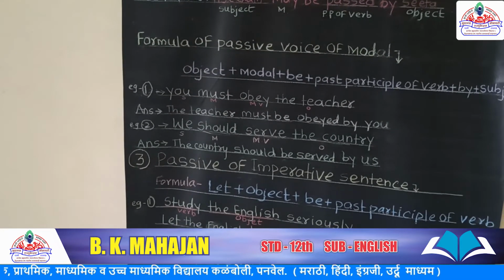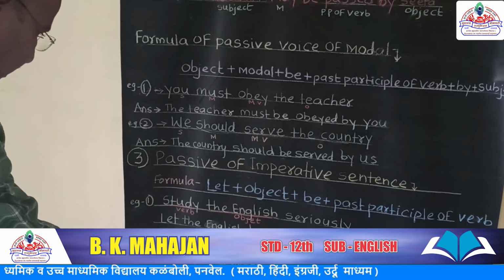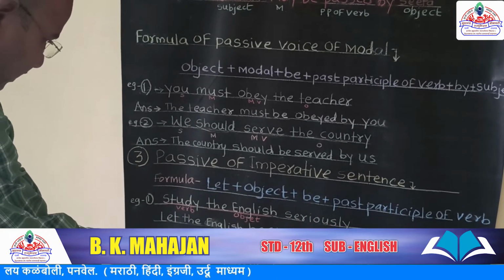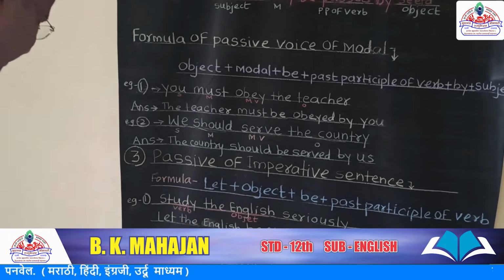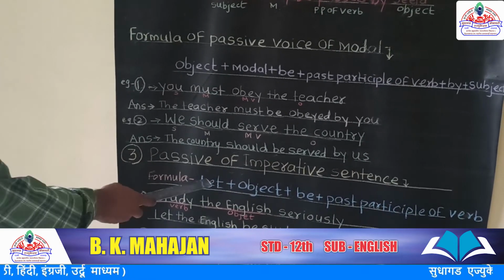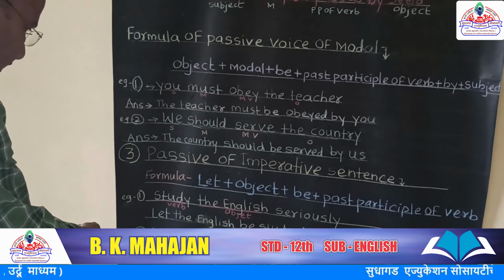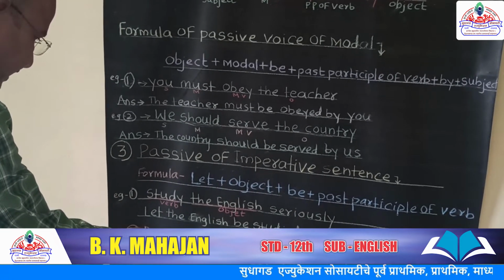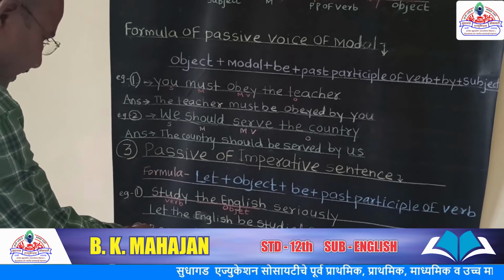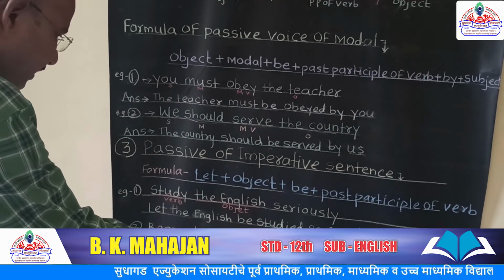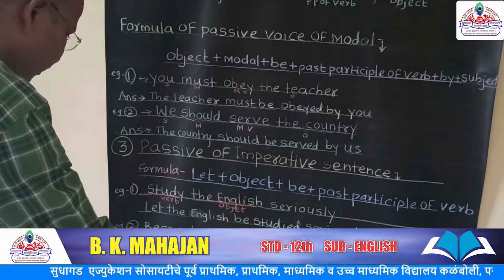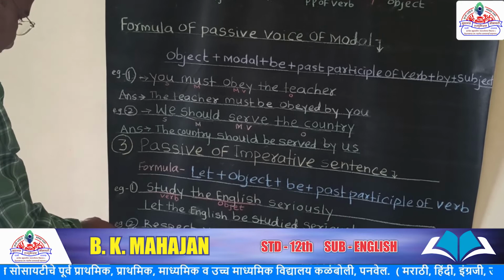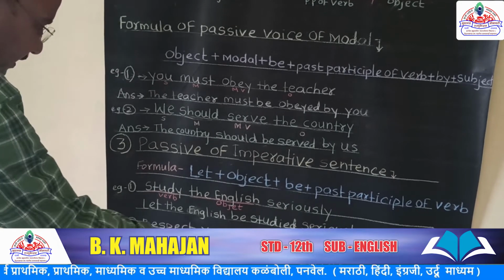Second example: respect your parents. Respect is verb, your parents is object. According to our formula, we take let, then object. The object in this sentence is your parents, then be, then third form of verb. The verb is respect and third form of respect is respected.